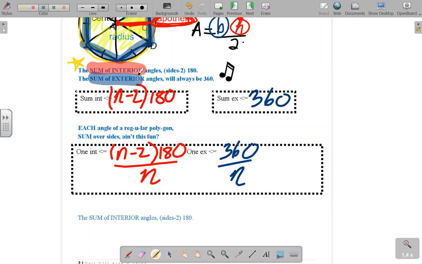You guys in class are my hostage. You're singing with me. The sum of interior angles, sides minus 2 times 180. The sum of exterior angles will always be 360. Each angle of a regular polygon, sum over sides. Ain't this fun? The sum of interior angles, sides minus 2 times 180. Go to today's lesson. You'll see how this comes into play in just a moment.